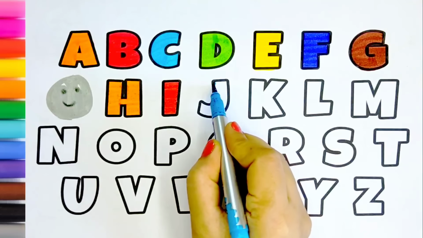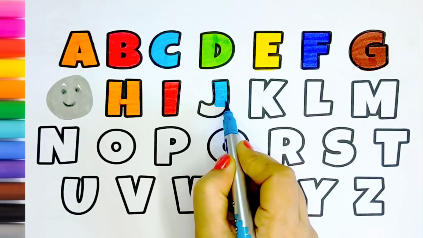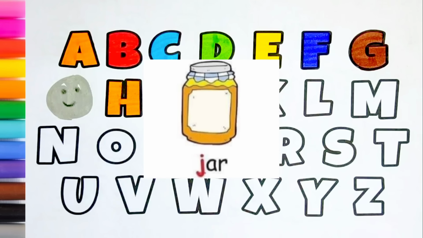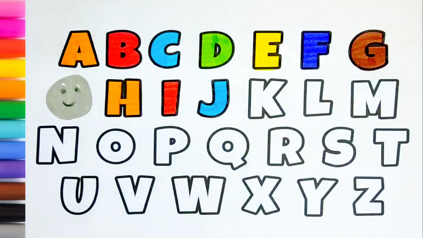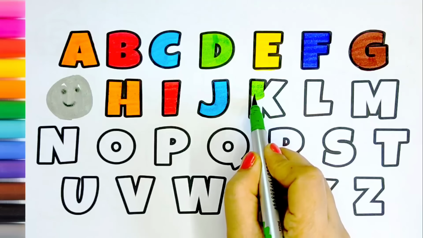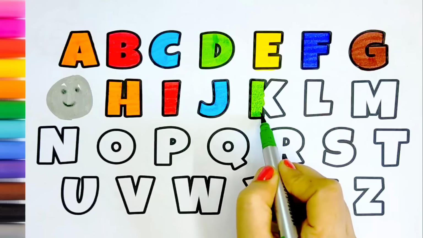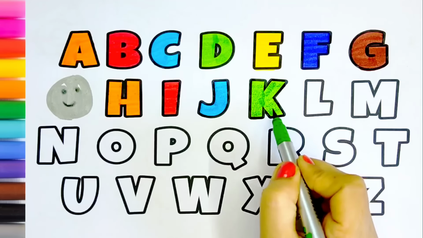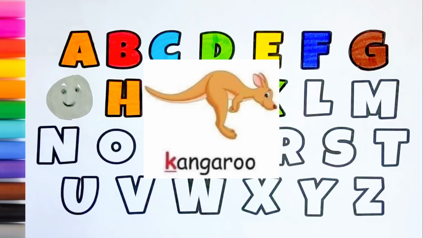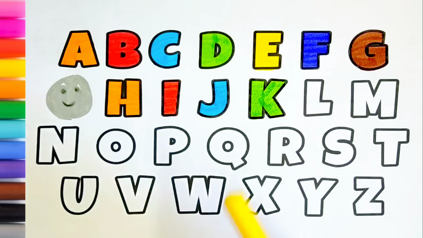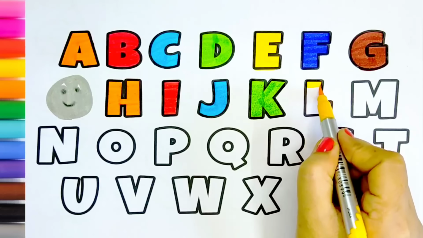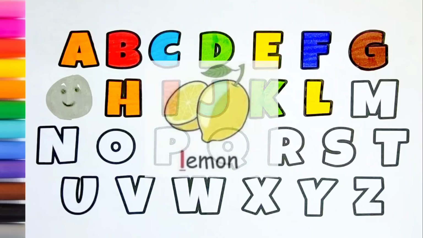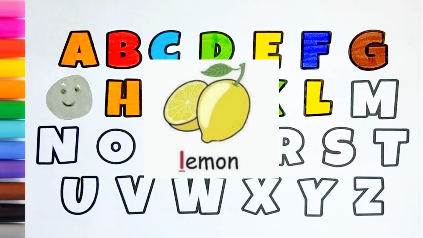Sky blue color. J. J for jar. Light green color. K. K for kangaroo. Yellow color. L. L for lemon.